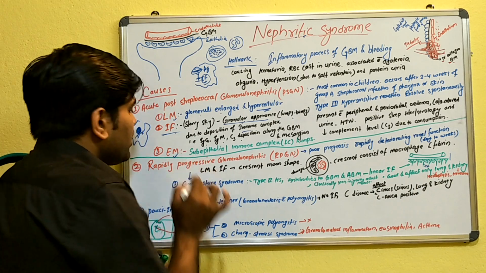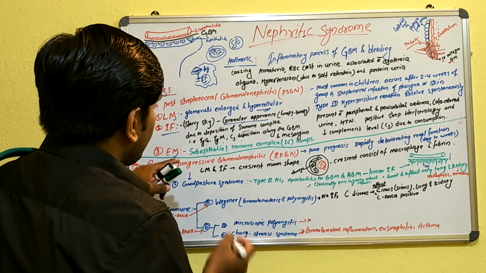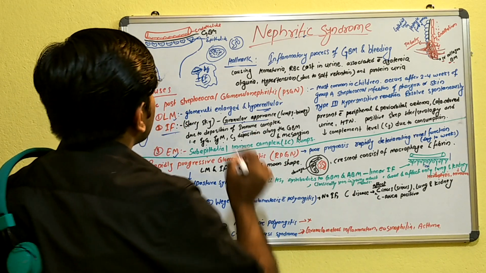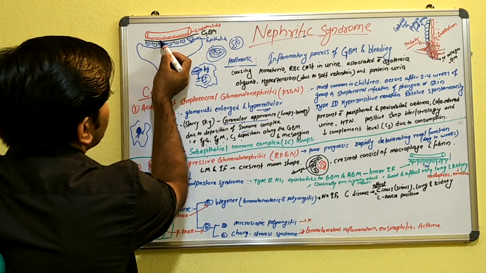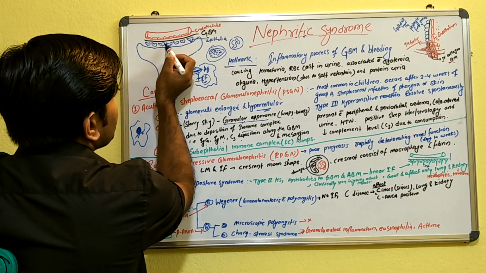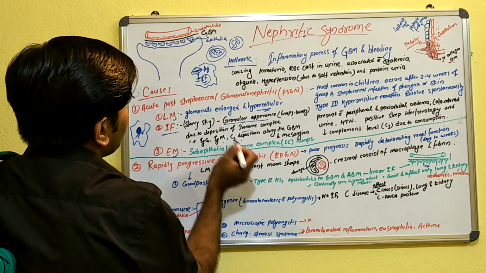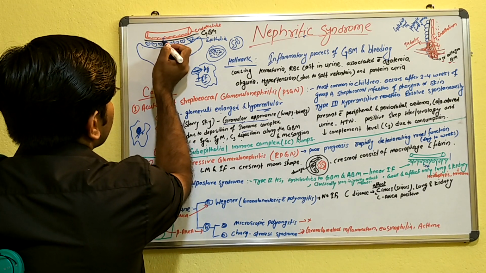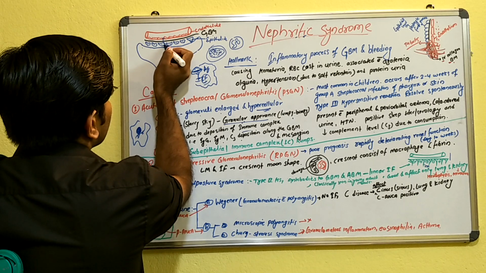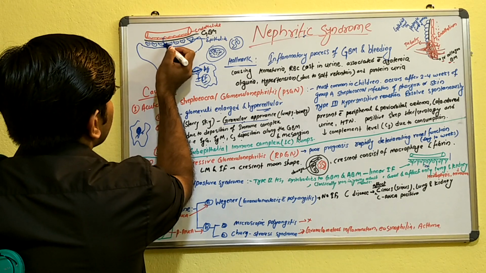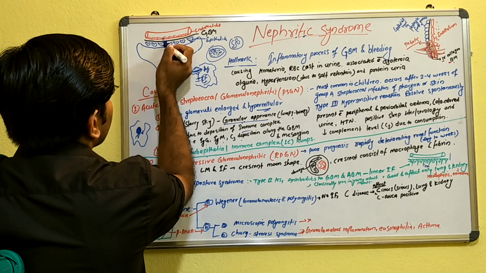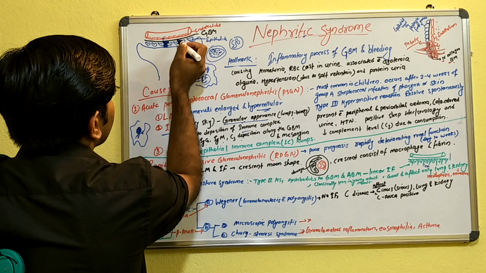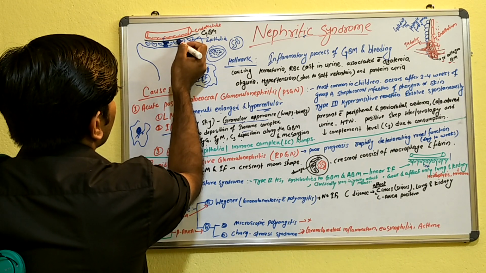And when we talk about the electron microscope, there will be the subepithelial immune complex hump. So this is the epithelium, this is your glomerular basement membrane, and this is the endothelium. We are talking about subepithelial: the immune complex deposits here, then it progresses, passes here and gets deposited here. As the disease progresses, subepithelial deposition will be there. This hump will be there, a subepithelial hump.